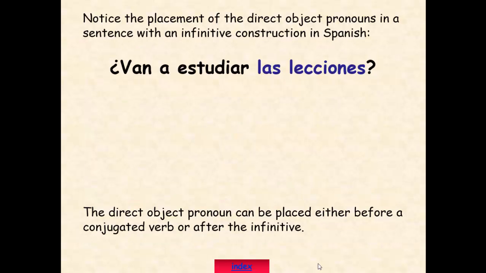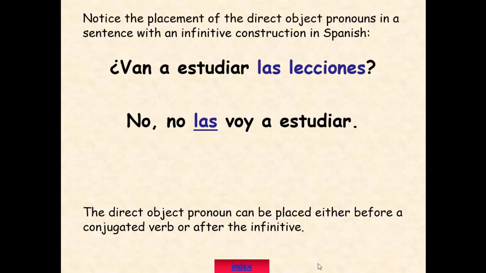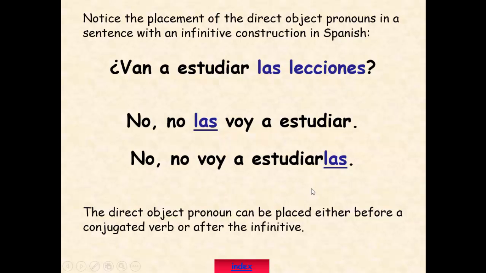Let's do another one. ¿Van a estudiar las lecciones? Well, I certainly hope you will. We have two verbs again, so we could say no las voy a estudiar. I hope you know the information. Or we could say no voy a estudiarlas. Either way is perfectly acceptable. And honestly, more often than not, you're going to hear this first construction from a native speaker, because it just makes more sense.